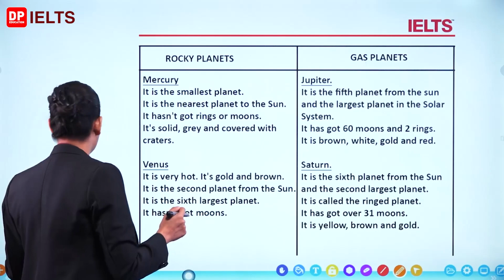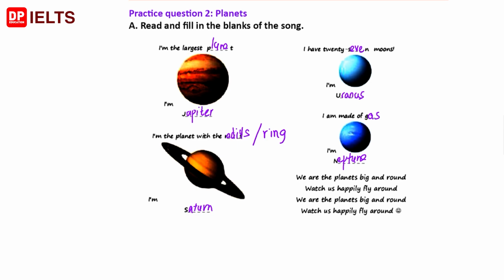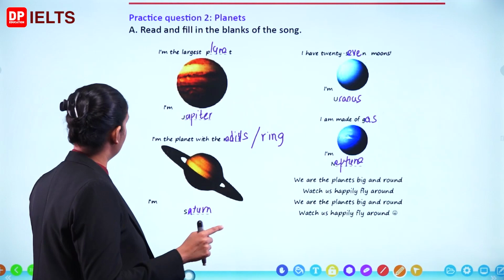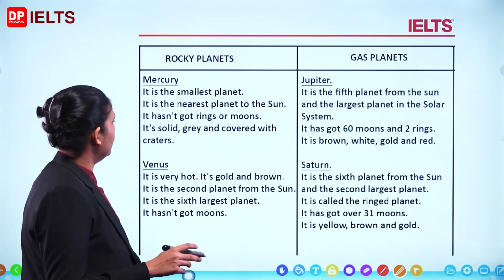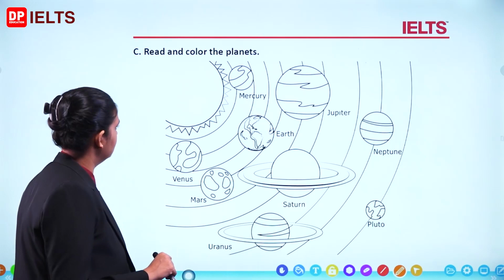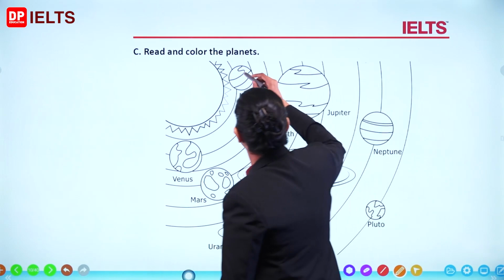So I wanted to say here, you could also use the word ring. Okay? Planet with the ring. But because it has the R, of course, you have to use radius. But I think you could also use ring, right? So coming back here, it's solid gray covered with craters. I think it's a solid dull gray color. So here is the sun and Mercury is the closest. So I think we should color it in gray.